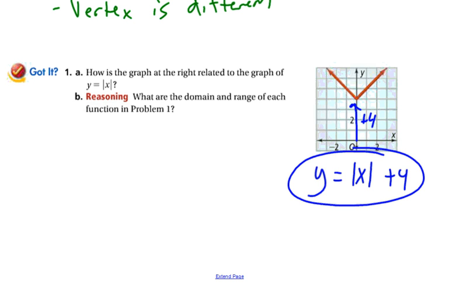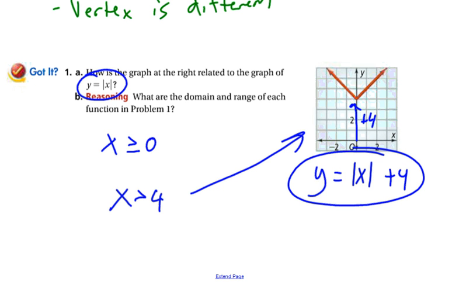Letter B says, what are the domain and range for each function in problem 1? If you look at it, the range will never end. It'll continually go on forever. So the range is just all real numbers. But the domain, for the regular y equals the absolute value of x, is always anything greater than or equal to 0. So say x is greater than or equal to 0. But for this one, it's x is greater than or equal to 4.